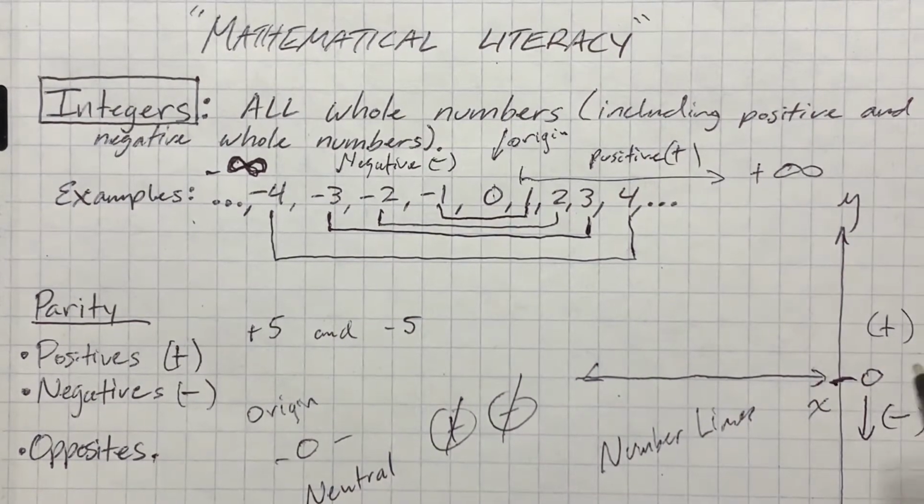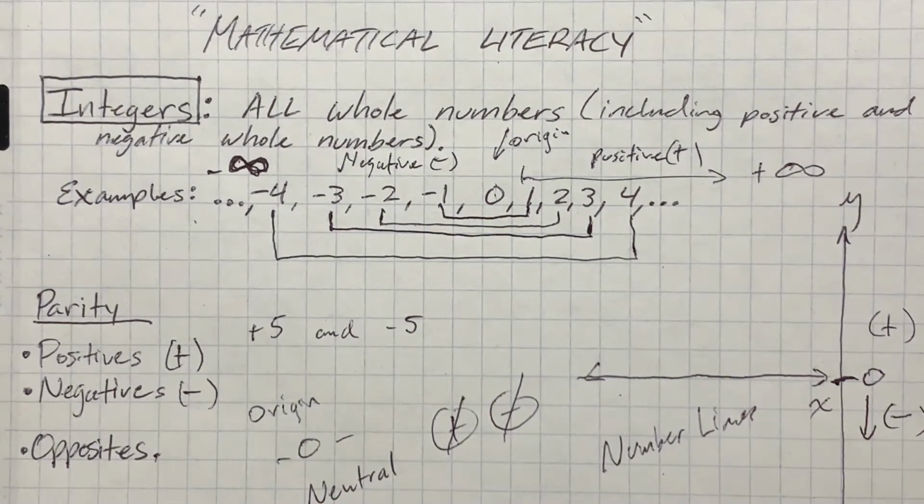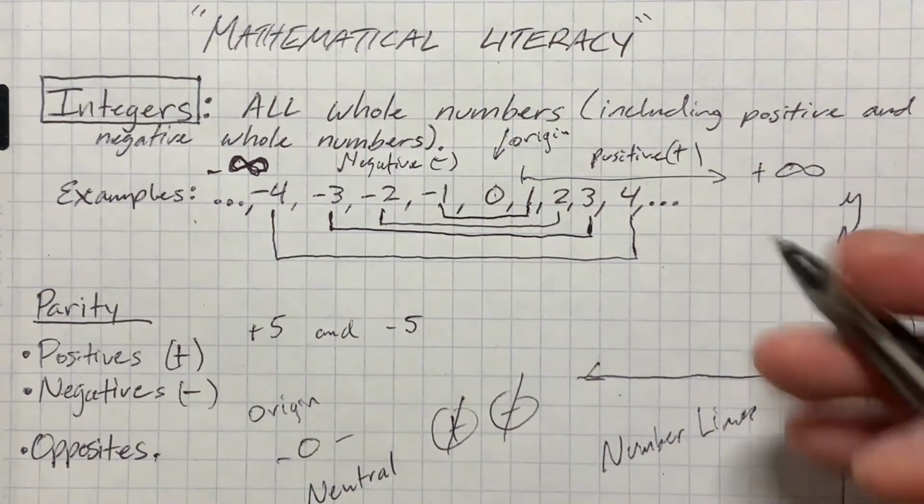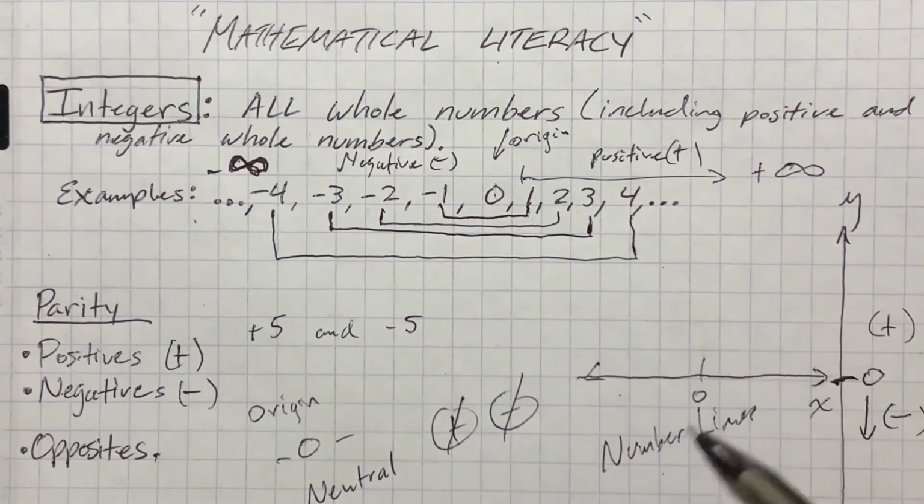Alright, we'll talk more about this as we go along, but I just wanted you guys to be introduced to number lines: your vertical number line, your y-axis, and your horizontal number line, your x-axis. Also introducing you to integers and reminding you that they are whole numbers and they include positive and negative parities. And of course you have opposites. So this is what 8.1 is all about today.